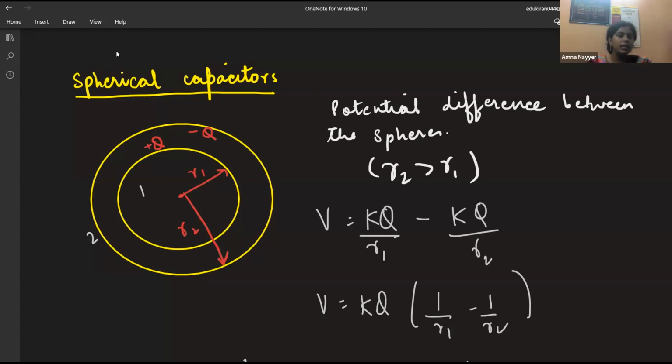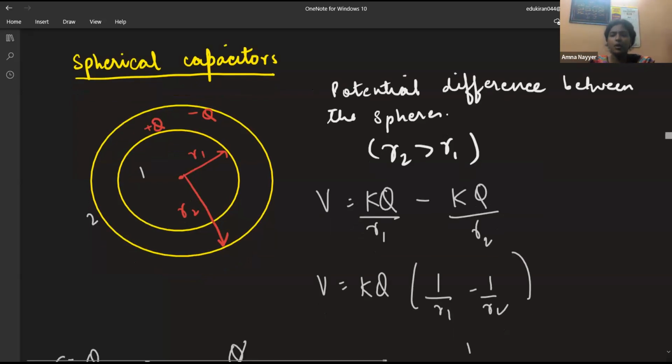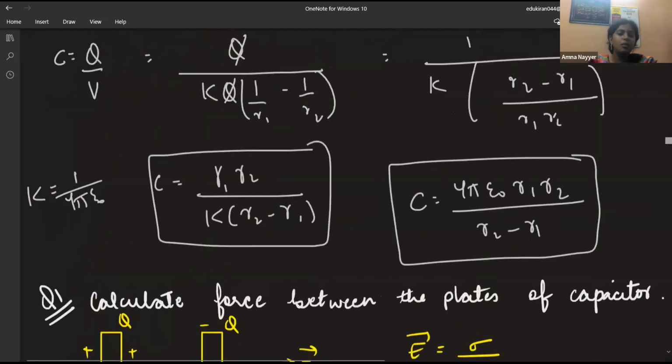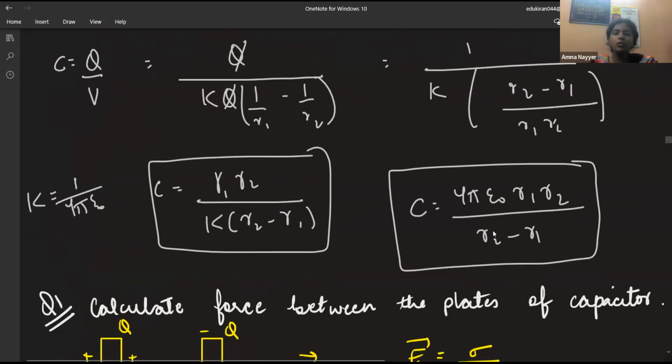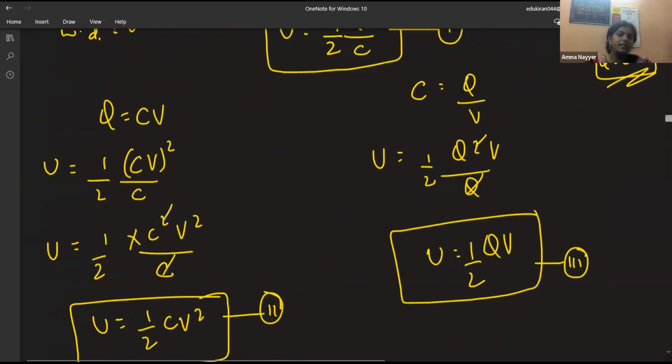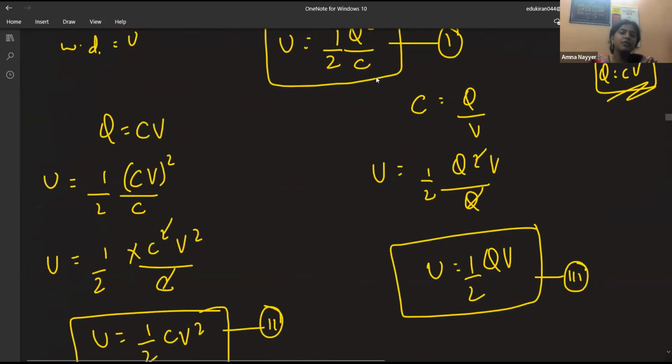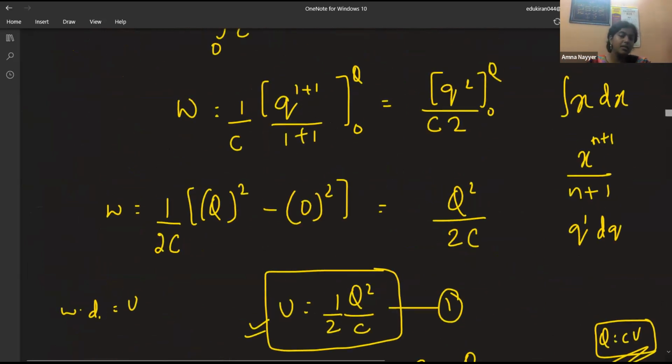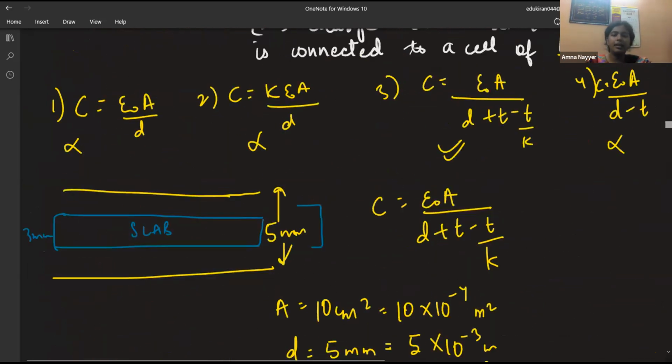I'll clarify. So in the last class, we had started with spherical capacitors. We had seen the formula of spherical capacitors, 4 pi epsilon naught R1 R2 divided by R2 minus R1. Now from the energy, we had seen these three formulas, half Q square by C, half CV square, half QV. All of these formulas you should remember. This is the main formula that you obtain whenever you have to show the derivation part, write it till here. All right, this we had seen.